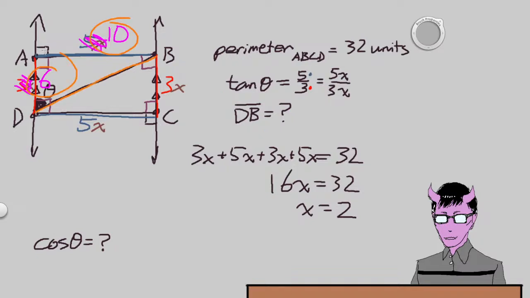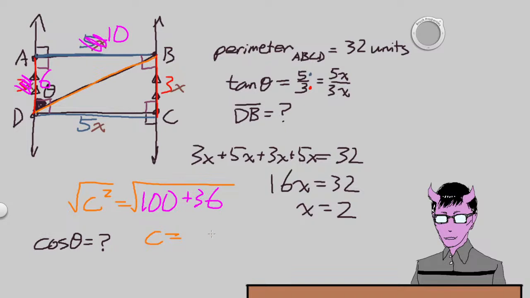And since we have two known sides of a right triangle, we can simply do a squared plus b squared equals c squared. So let's shortcut this just a little bit. A squared plus b squared equals c squared. Just take the square root of both sides. C is therefore equal to the square root of 136.